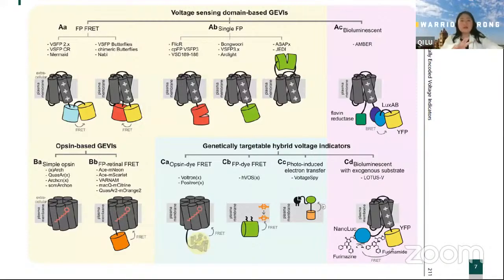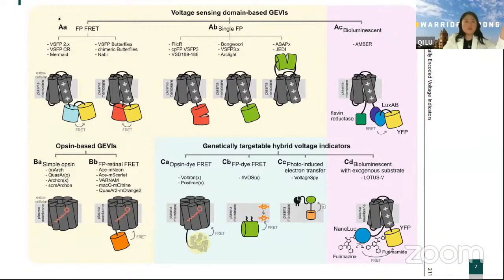So here is the big picture of the different subtypes of these GEVIs. Some link a fluorescent protein with a voltage sensor domain.